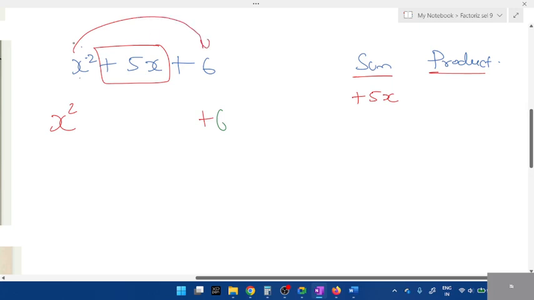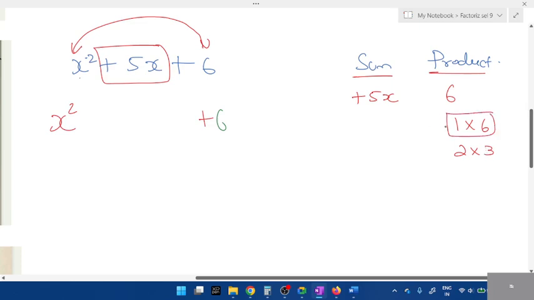Multiply these two. What is 6 into x square? 6x square. Now for product, always ignore the alphabet, students. Just take the number. 6 ones are 6. Now tell me, what are the different ways you get the product 6? 1 into 6 and 2 into 3.